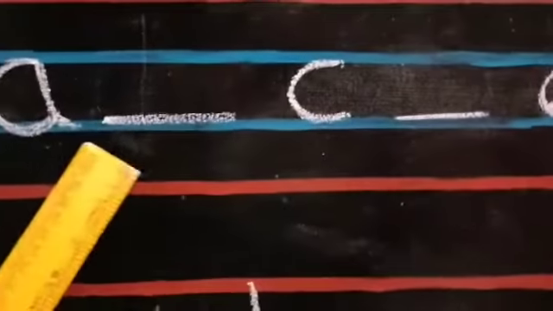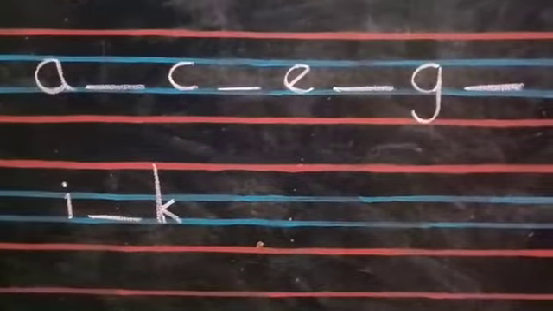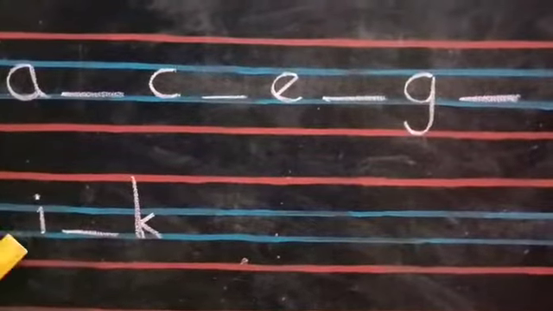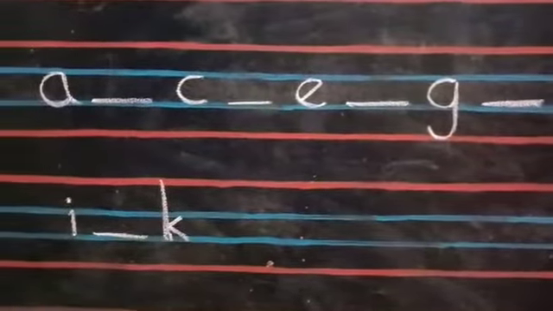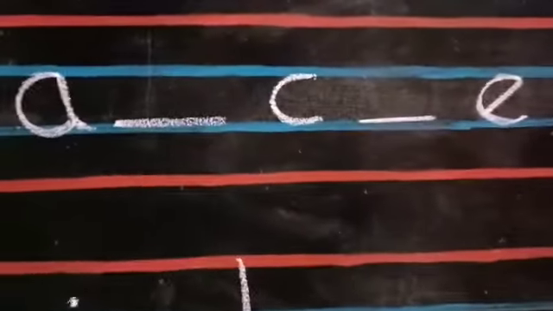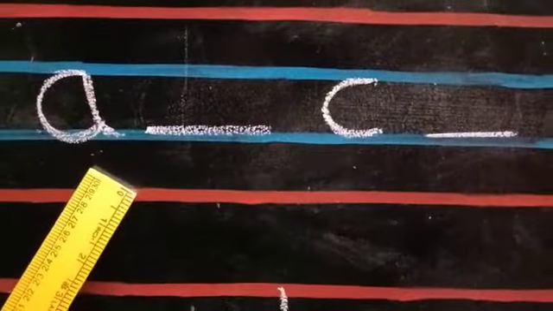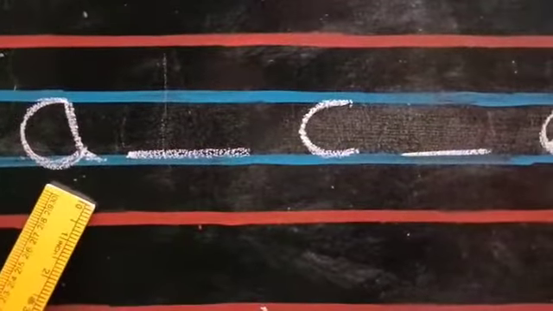Here you can find only small letters. Children, now tell me, what letter is this? S. You all are right, children. A for apple.